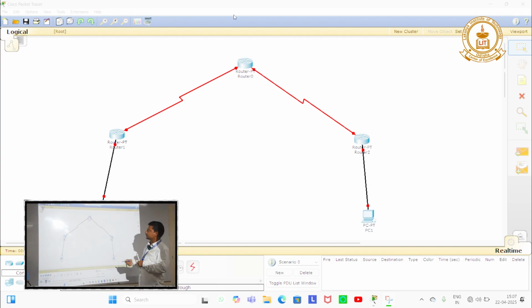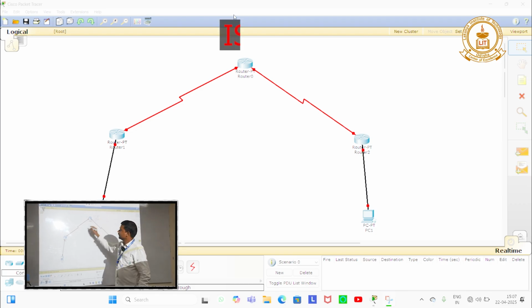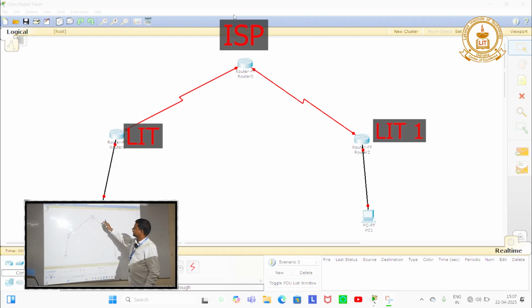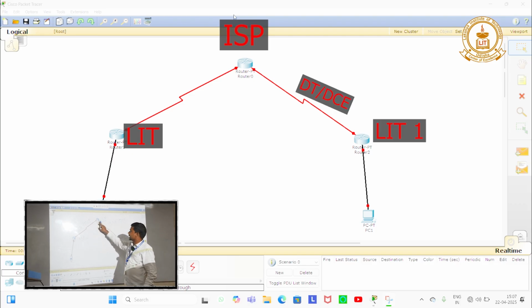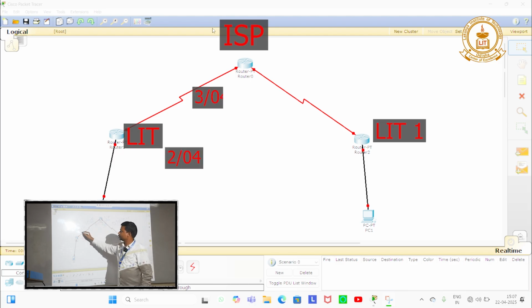We are starting this figure. This is your router 1, router 2 and router 3, and this router is your ISP router, and this is your LIT, and this is your LIT 1. So we are connecting ISP to LIT using DTE/DCE cable. Also this is DTE/DCE cable. Okay, so first ISP is connected to LIT1 in 2x0 port, and also this is your 2x0 port, and this is also 3x0 port and 2x0 port.